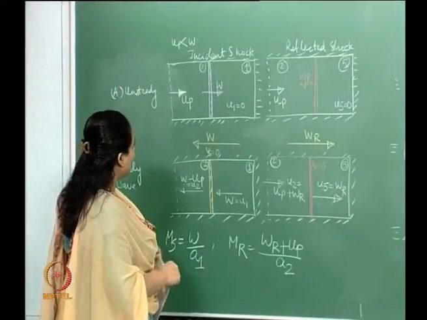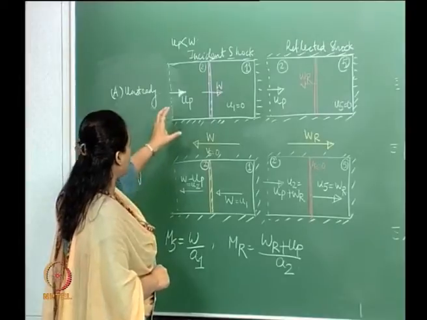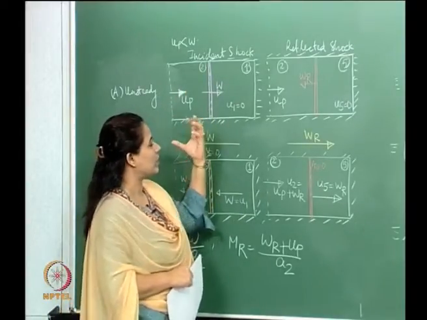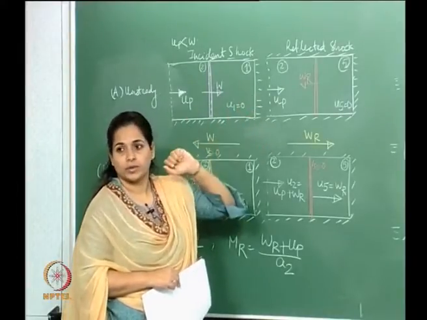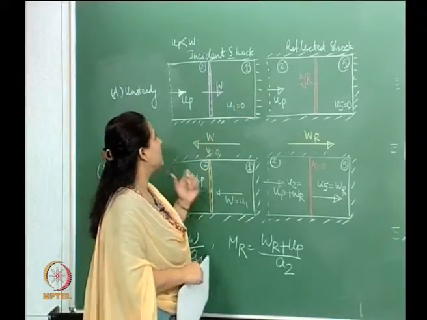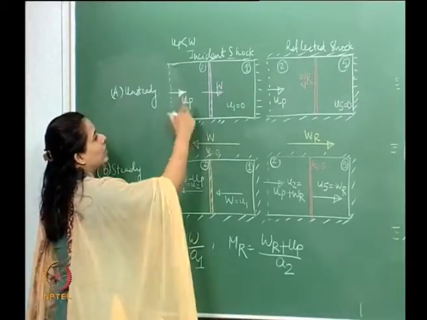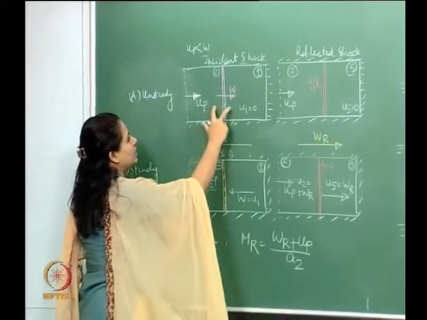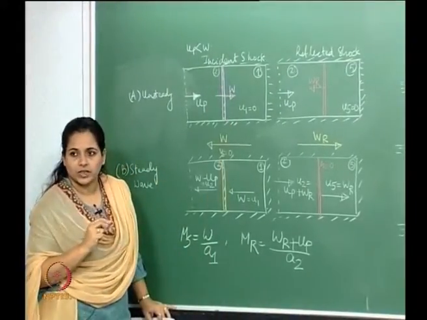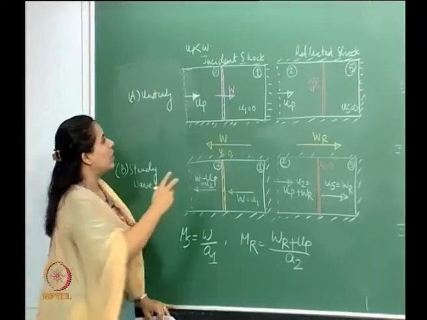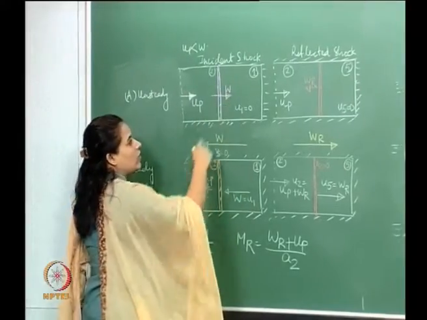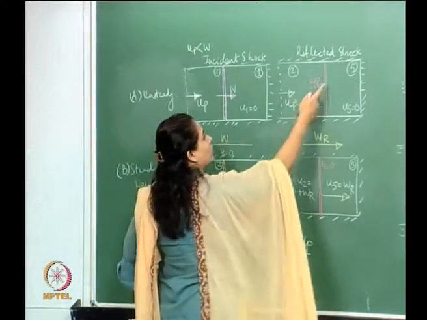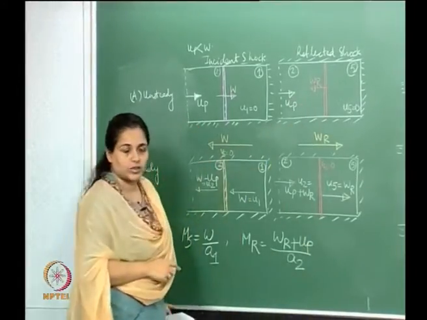So what that means is that for a given incident shock, I will have an estimate of what sort of shock the reflected shock will be. Which in turn means that if I am aware of the pressure ratios between 2 and 1, between the driven and the driver sections, then I have an estimate of the nature of this shock, which in turn gives me an estimate of the nature of the reflected shock.